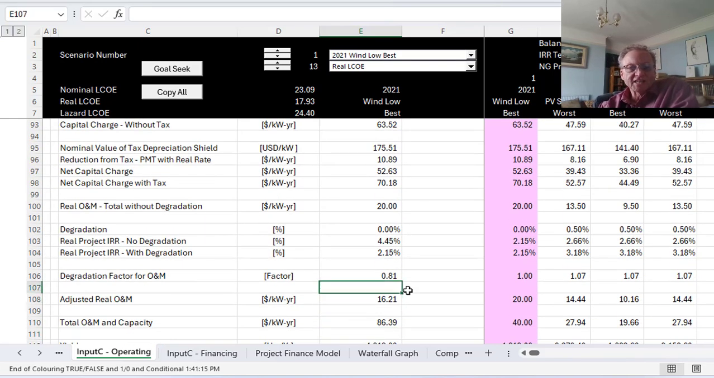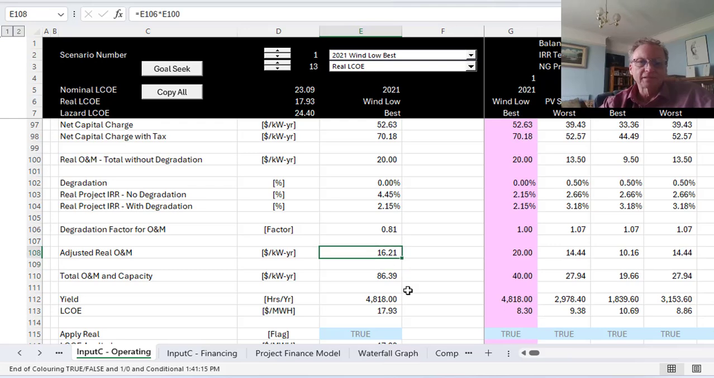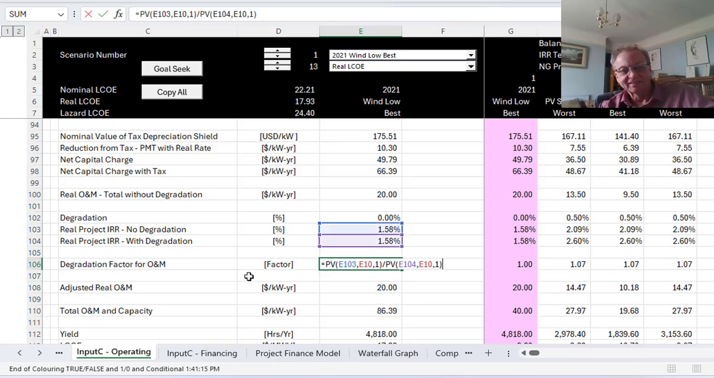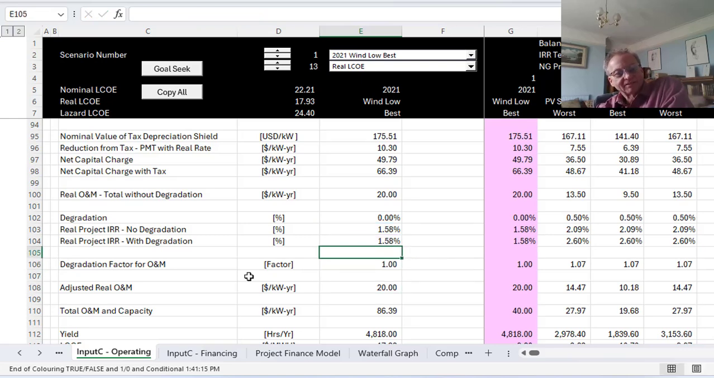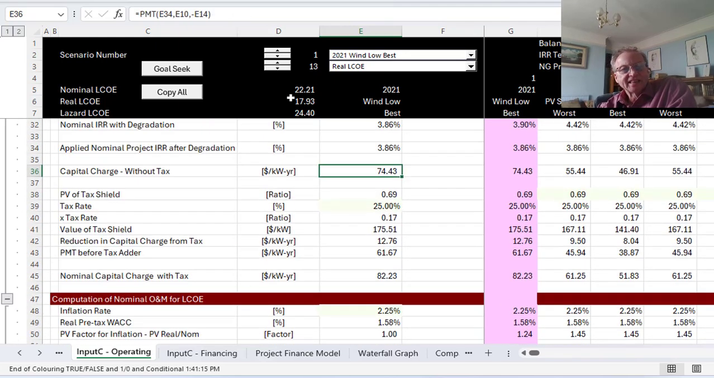And the O&M, we could adjust for degradation, which is like the opposite of inflation, but we've already got this in real terms. So we get down to the total O&M. Okay, now I corrected this factor. Excuse me for that last little glitch, but I'm going to leave it. This should have been adjusted only for the degradation. And then we get the total O&M, and we get our target IRR, and we get this number.